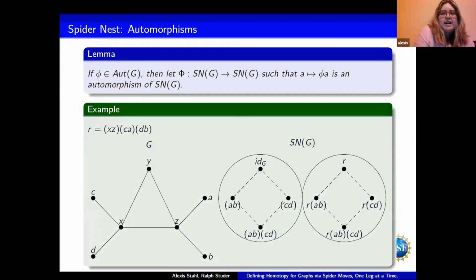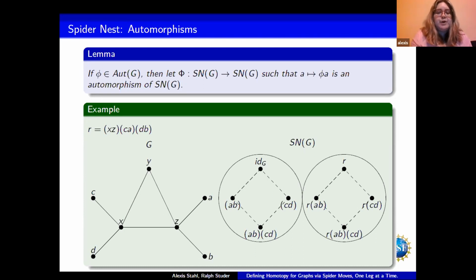So then we looked at if we do this mapping, if we get an automorphism of SNG. So we have our graph G on the left, and then we have the spider nest. It's not the full spider nest though. We're only looking at the automorphisms. There are homomorphisms in there. It would just be a really big graph if we included them, and we weren't looking at them anyway.